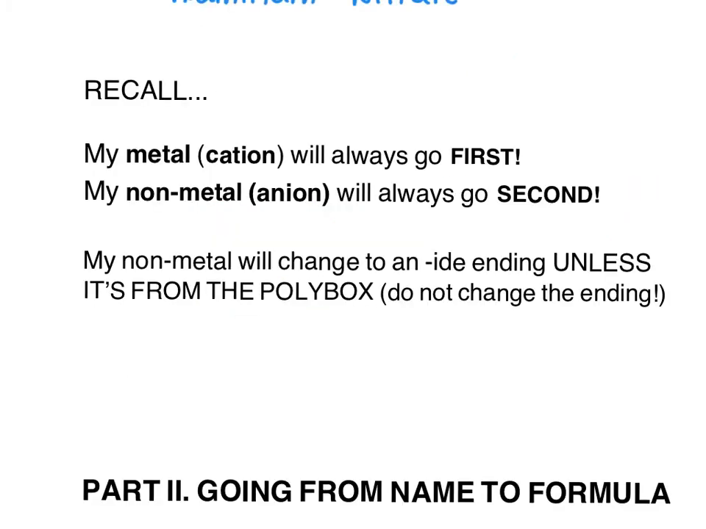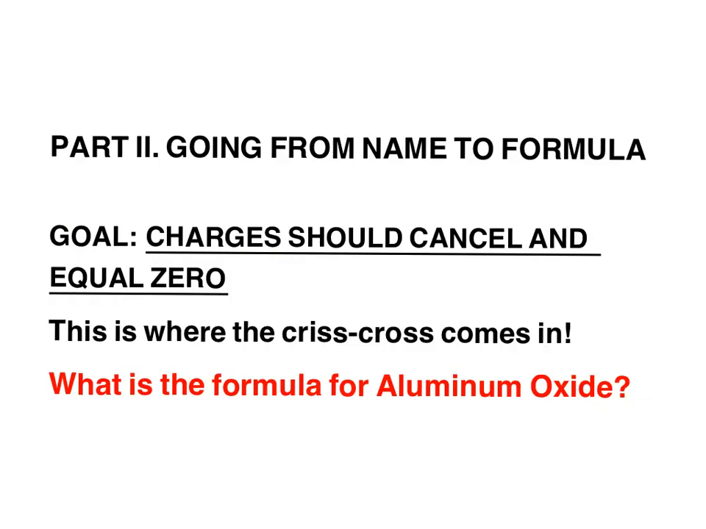Remember that your metal, which is your cation, will always go first, and your nonmetal, which is your anion, will always go second. My nonmetal will change to an -IDE ending unless it's from the poly box, which we just did up there. All right. Now that we've gone from a formula to a name, let's review going from a name to a formula.